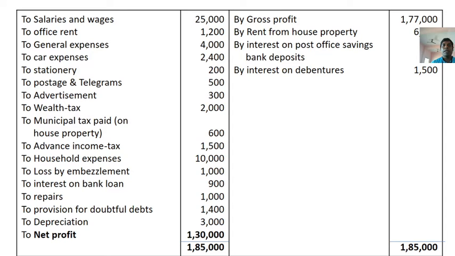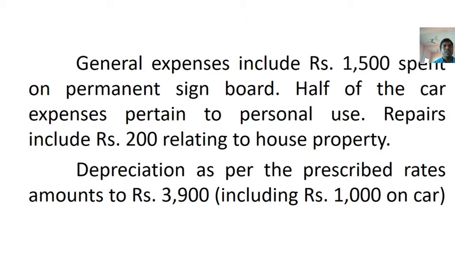On the credit side, by gross profit 1,77,000, by rent from house property 6,000, by interest on post office savings bank deposit 500, by interest on debentures 1,500. Total of the profit and loss account is 1,85,000 on both sides. Additional information: general expenses include rupees 1,500 spent on a permanent signboard. Half of the car expenses pertain to personal use. Repairs include rupees 200 relating to house property. Depreciation as per the prescribed rates amounts to rupees 3,900, including rupees 1,000 on car.